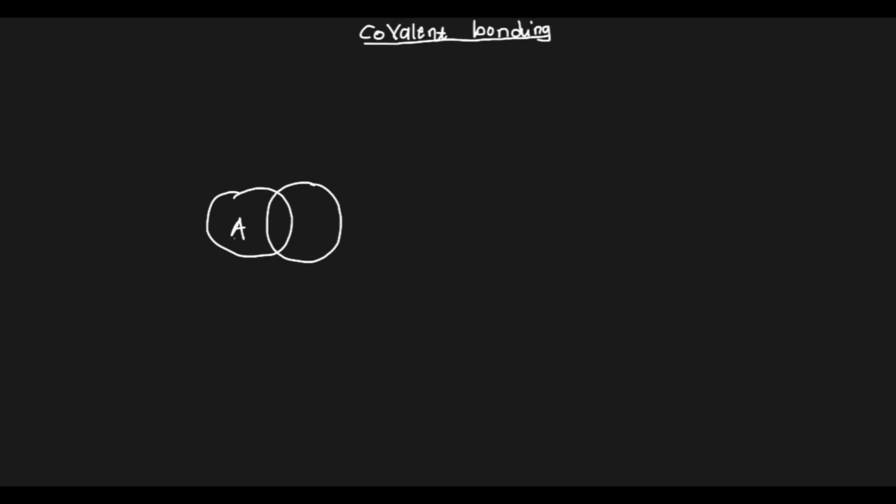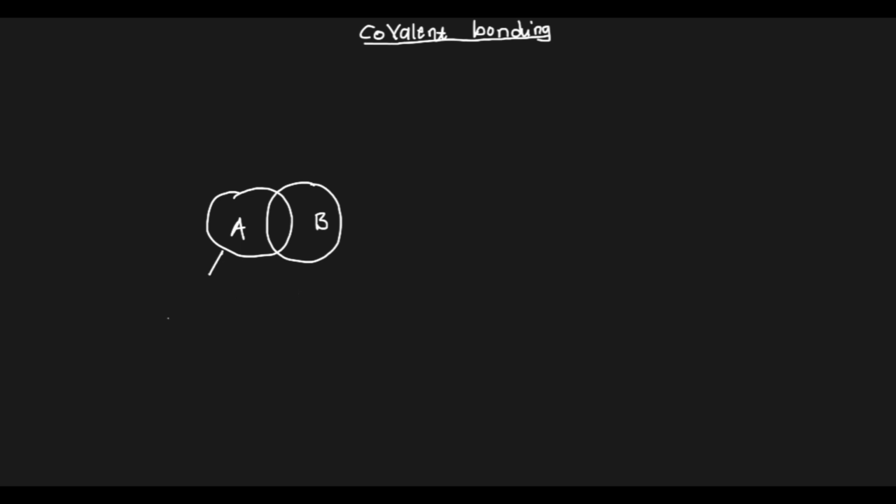In this video, we are going to look at covalent bonding. Now, here, the type of bonding that we are looking at is the bond that is formed when there is a share of a pair of electrons. So, if we have two atoms, we can call the first one atom A, then the second one atom B.